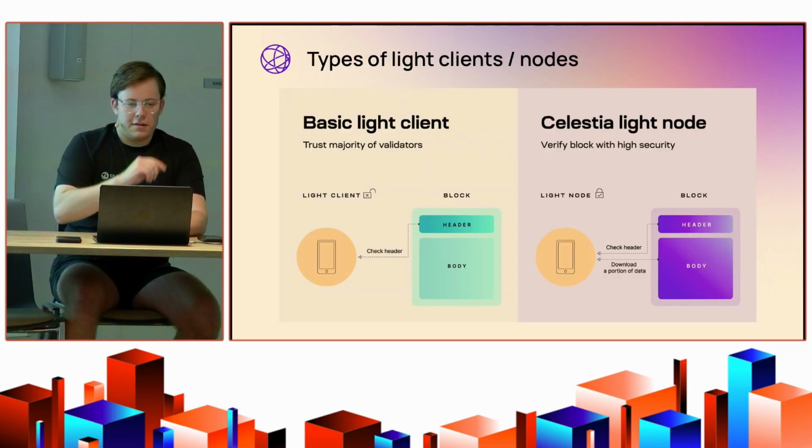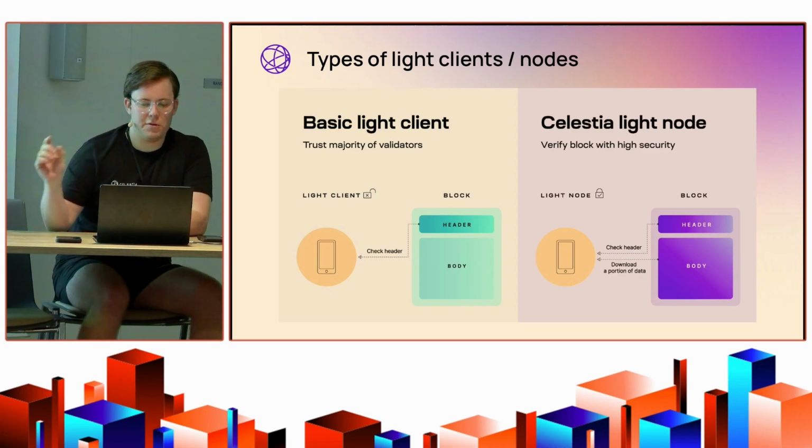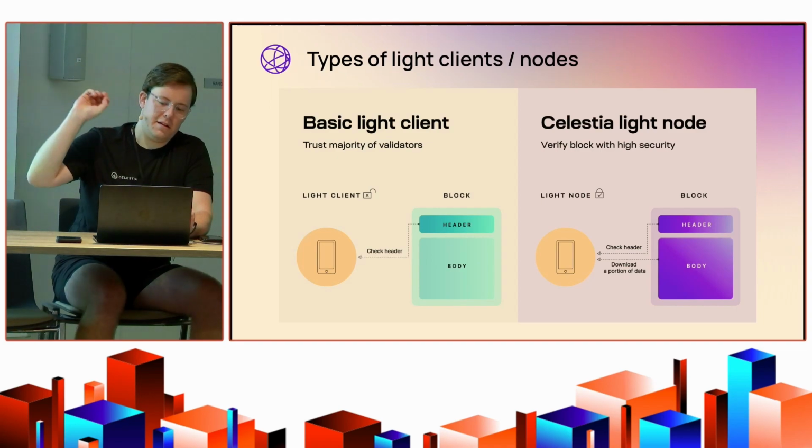So when we're talking about light nodes, there are different types of light clients or light nodes. A basic light client will just check the block header, and it will trust the body of the data. A Celestia light node will download the header, and then it'll take a tiny portion of the data and make sure that that adds up. And basically, all of us are going to put our heads together and say that we checked our portion of the block, and the data that we think is there, it is there, in fact.